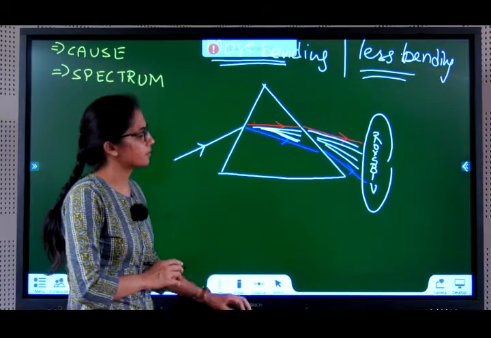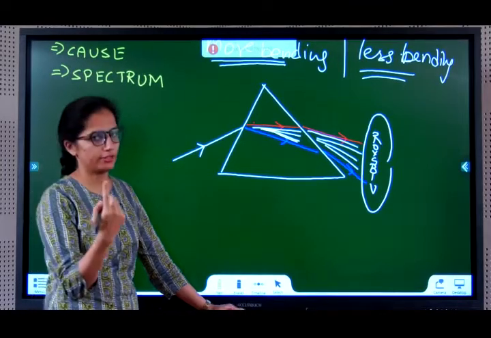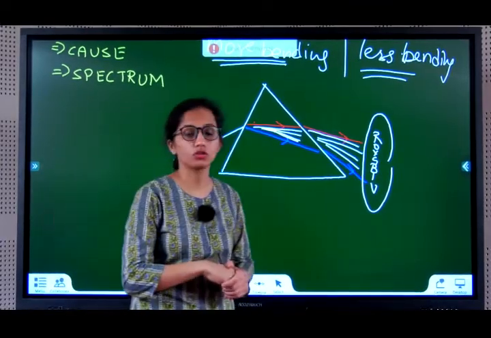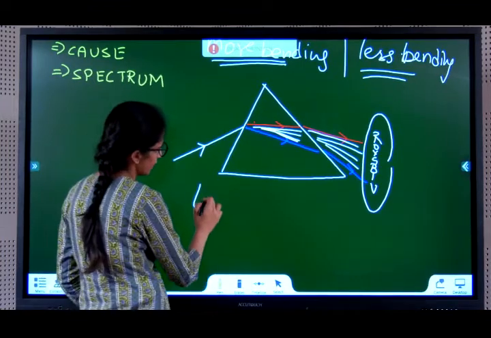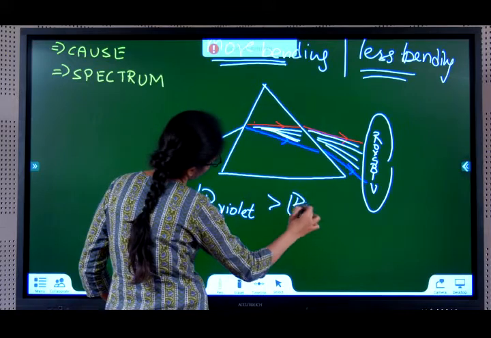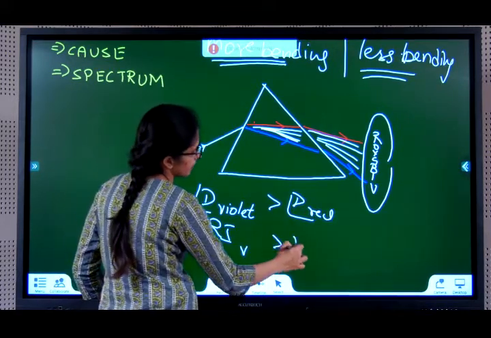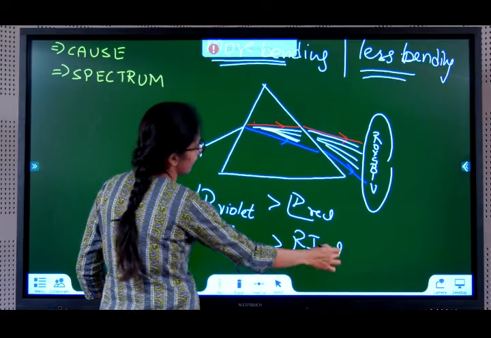So we need to understand a small note in this question. The more the refractive index, the more the deviation, which is why violet deviated the most. So can I say the angle of deviation for violet is more than the angle of deviation for red? Yes. Why? Because the refractive index of violet is more than the refractive index of red.